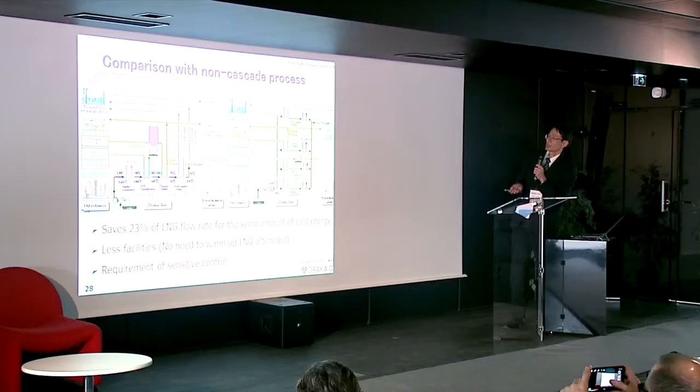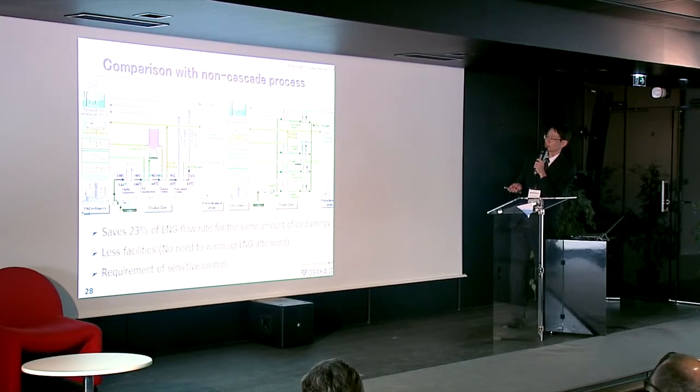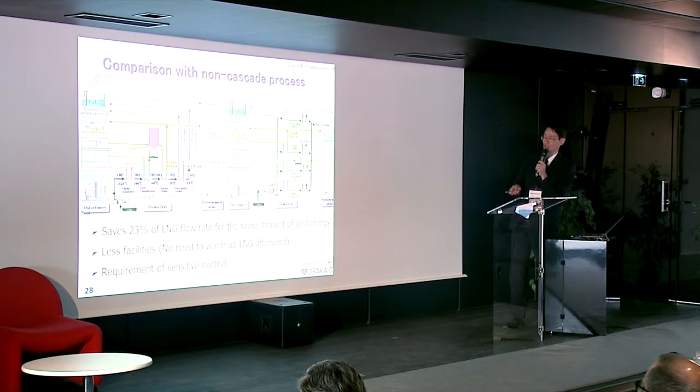Oh, sorry. Right side is a conventional utilization system. Each plant has its own vaporizer, and energy goes through in parallel like this. But this system is a cascade system, so it can utilize the energy with higher efficiency.